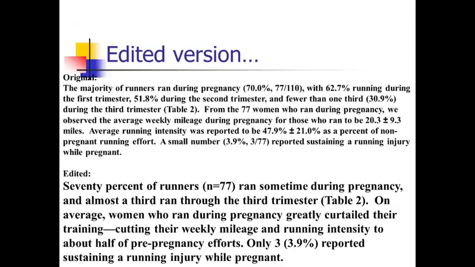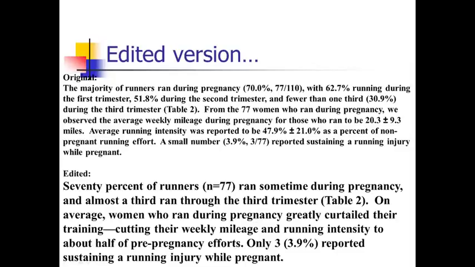So I edited this. Notice I kept in a number here because what they really cared about in the study was how many runners run during pregnancy. So we kept in that number: 70% of runners ran sometime during pregnancy, and almost a third ran through the third trimester. I thought that was interesting, because how many actually went all the way through? So I kept in a couple of numbers, and then refer to table 2. On average, women who ran during pregnancy greatly curtailed their training, cutting their weekly mileage and running intensity to about half of pre-pregnancy effort. So now I'm giving some complementary information.